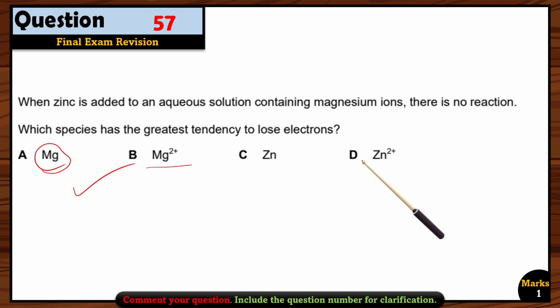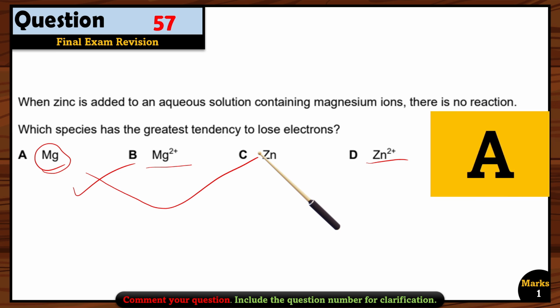Why not magnesium ions? Because they already have lost the electrons, and zinc ions also have lost the electrons, right? So we are just left with the two atoms, and these two atoms are of the metals. Only these two metals can lose the electrons, but magnesium, because it is more reactive, will lose the electrons first. It has greater tendency. So that's why option A is the right option.